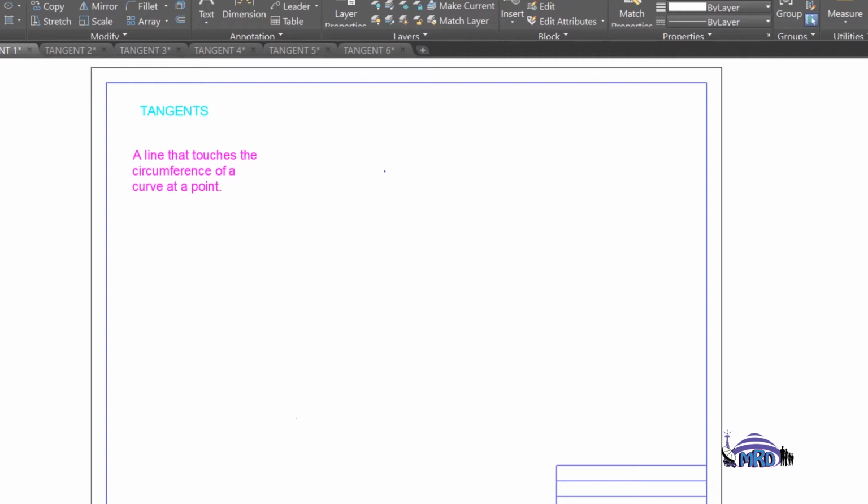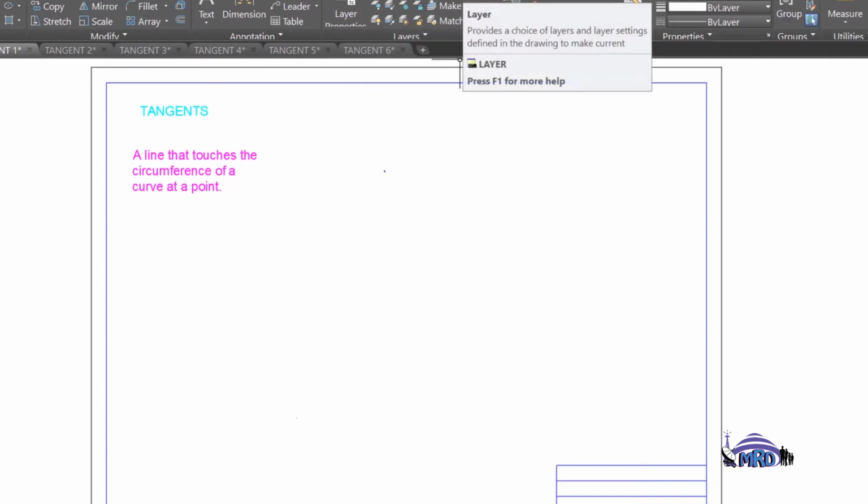And note I've said a curve and not just stuck to a circle, because as we work we will see that tangents can be applied on a variety of geometric shapes, not just circles. So I just want to make that clear, that a tangent is a line that touches the circumference of a curve at a point. Now, to help you understand that, we will just bring some things onto the sheet.